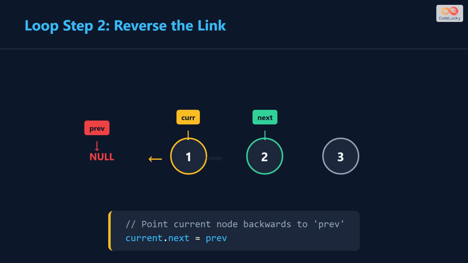With the path ahead safe, we can now perform the reversal. We take the next pointer of our current node and swing it backwards to point at previous. The link is now reversed for this specific node.